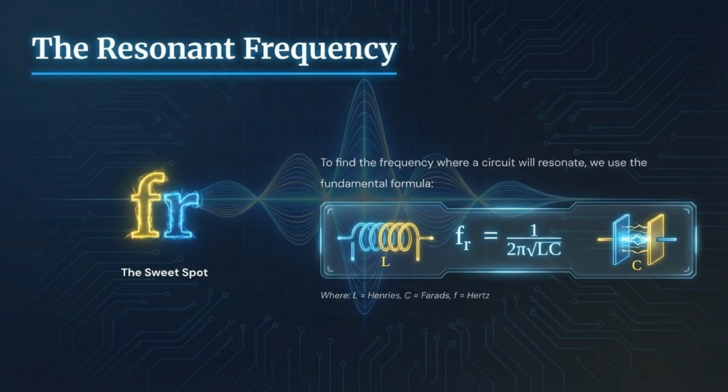To find the frequency where a circuit will resonate, we use the fundamental formula for the resonant frequency, or the sweet spot, calculated from the inductance L and capacitance C values.